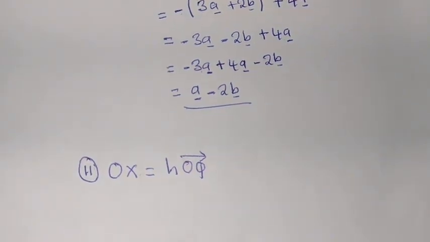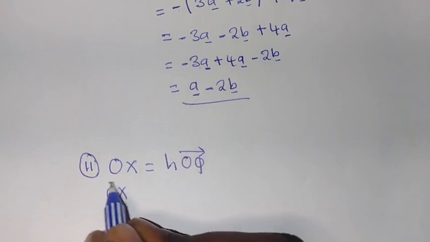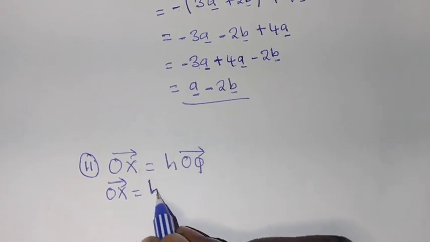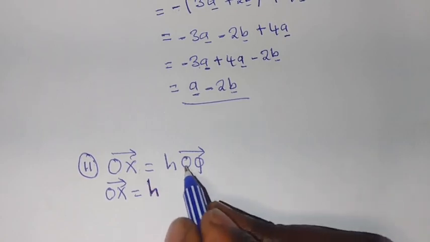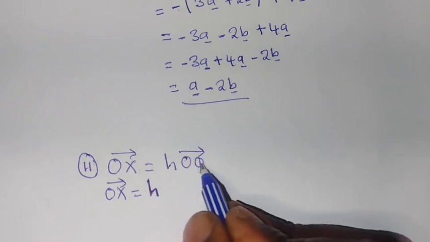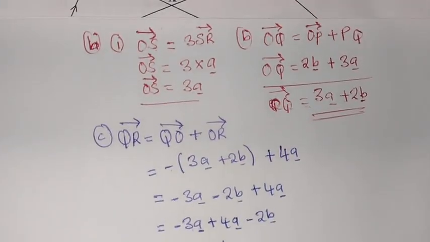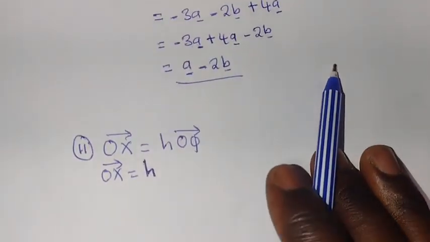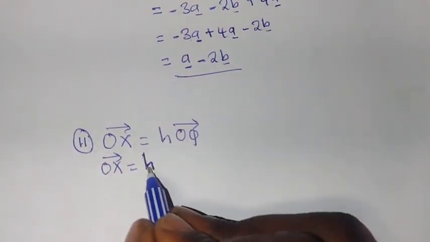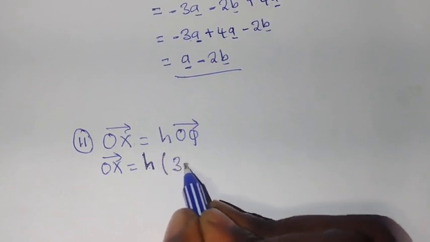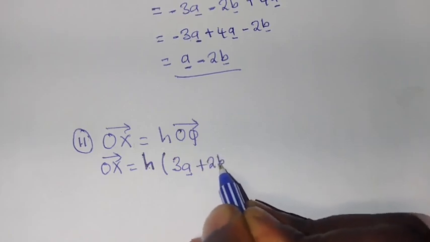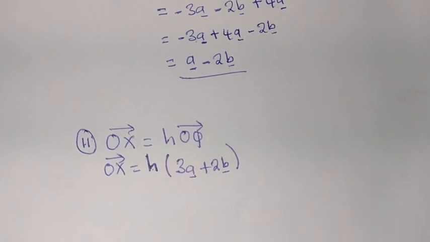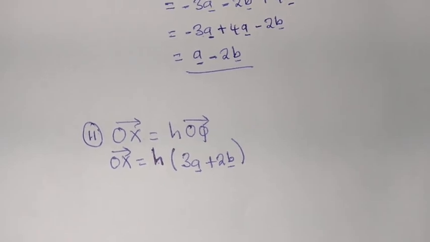So first thing, solve for this one. So you say OX equal to H. This H is just the constant value that they have introduced. So OQ, you need to get the answer for OQ that you found. Remember, we answered something for OQ, which was 3A plus 2B. So this is what you put on OQ right here. We are saying H open bracket 3A vector plus 2B. So this is tricky. If you got the first vector, the second vector wrong, everything will be wrong.